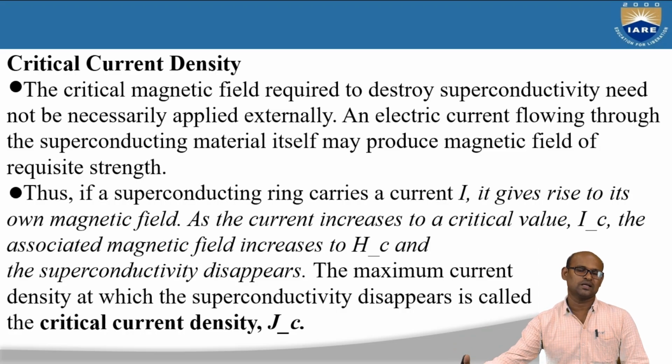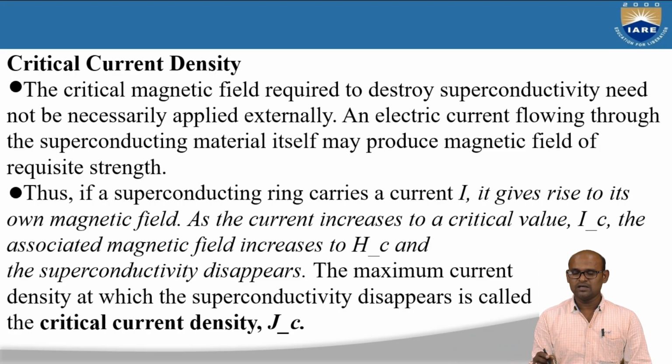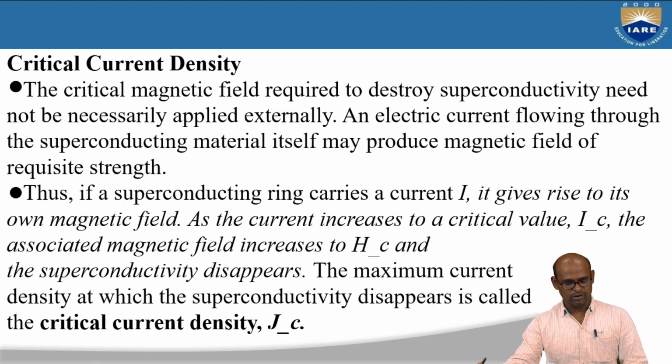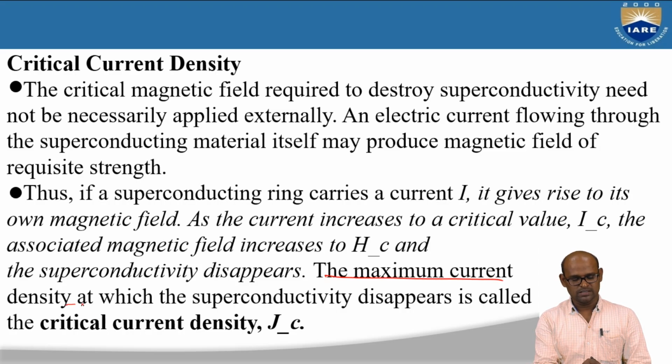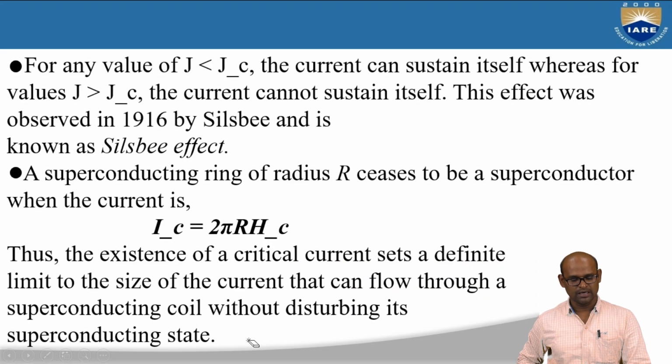So if you increase the current to a critical value IC, then the magnetic field produced by this critical current will also increase to HC. When the current increases, I greater than IC, the field also goes beyond this HC, and the superconducting state will be destroyed and the material will go into normal state. So the maximum current density at which the superconductivity disappears is called the critical current density.